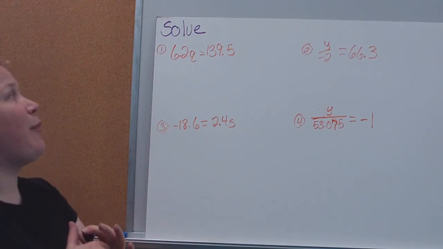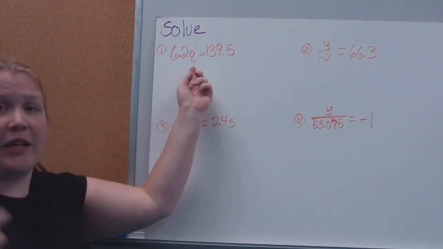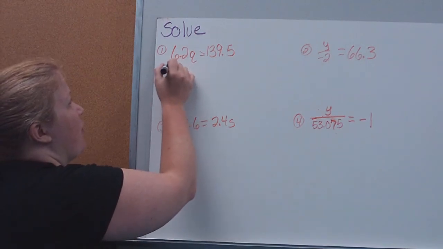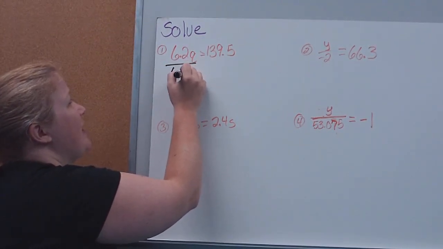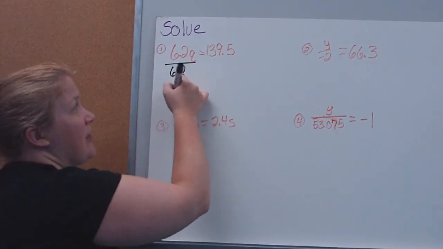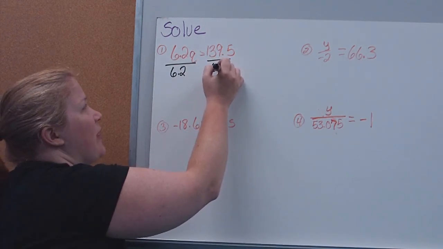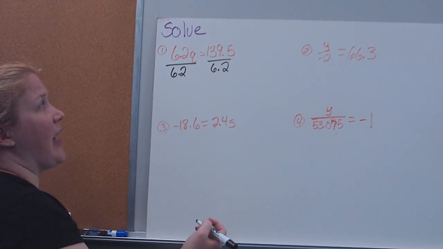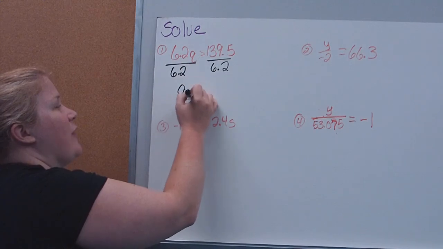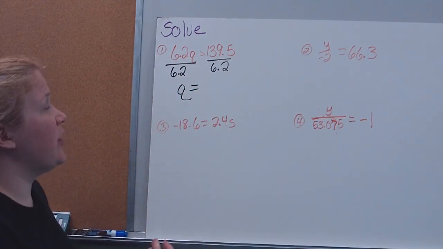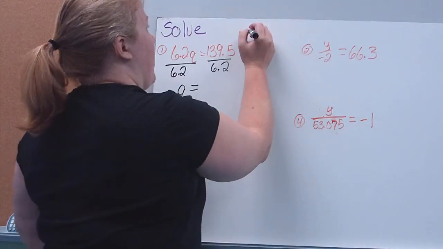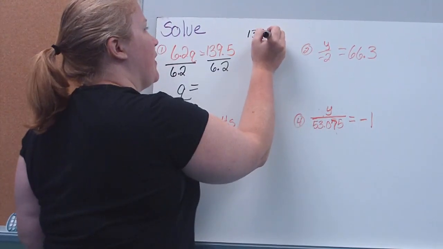So what you'll notice, the operation happening to my variable here is multiplication. Its inverse is division. So I'm going to divide this side by 6.2. Since I've divided this side by 6.2, I need to do the same thing to the other side. Here they cancel out and leave me with my 1q, or my q, over here. I'll do my division over here for you.